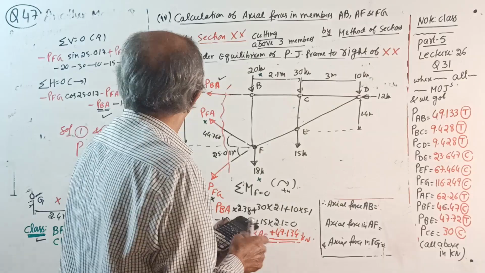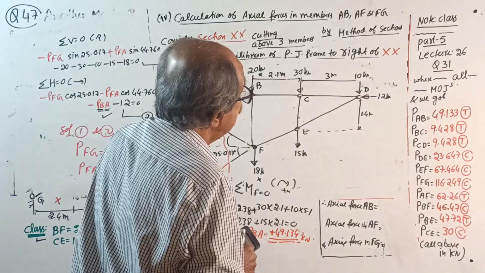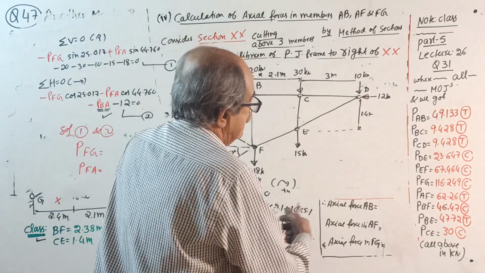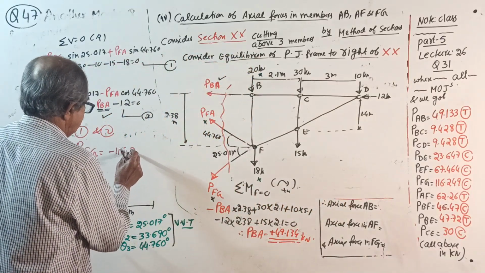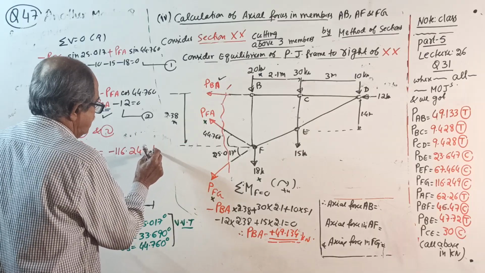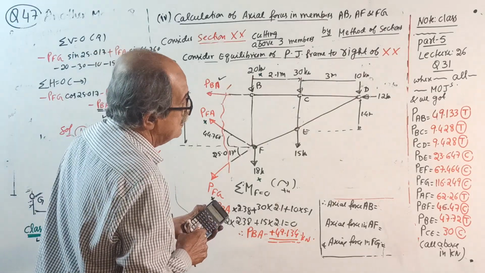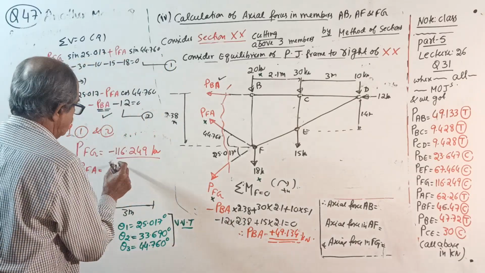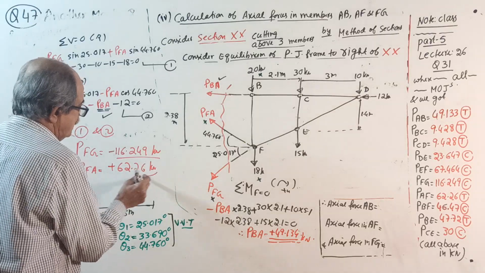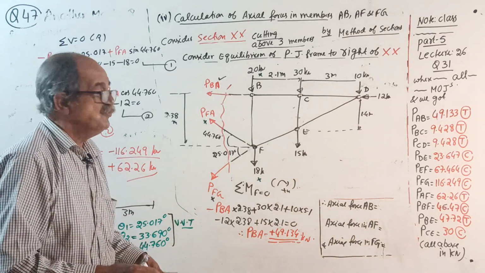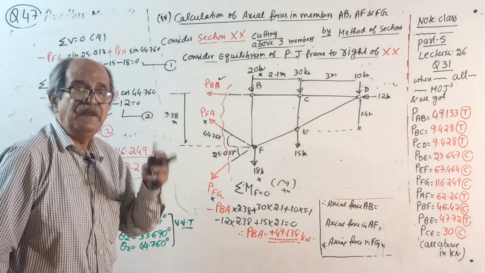Do you think I will solve now? FG: minus 116.249. Yes, there is a limit for everything. Who is teaching, who is studying here? The other one is P_FA: plus 62.26. See, I have not actually solved it, I copied the answer. That is okay, no problem.